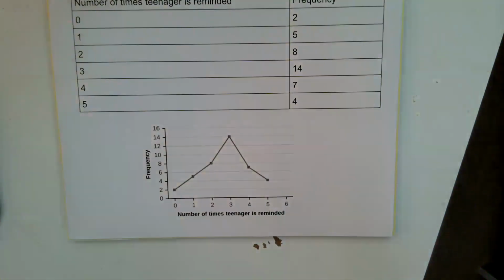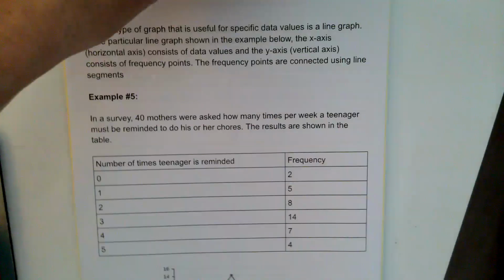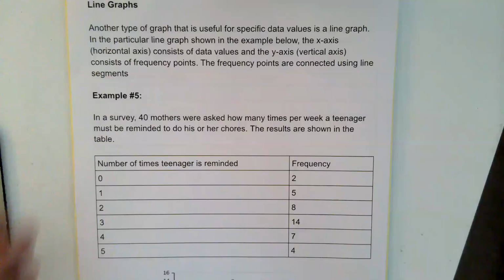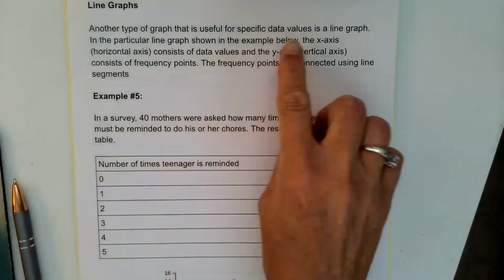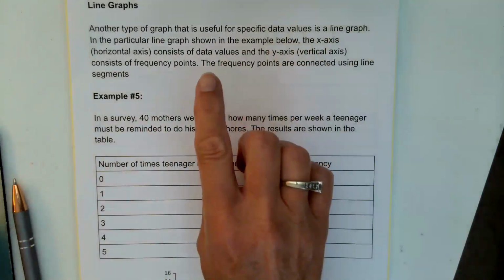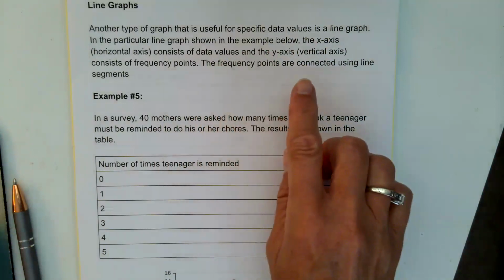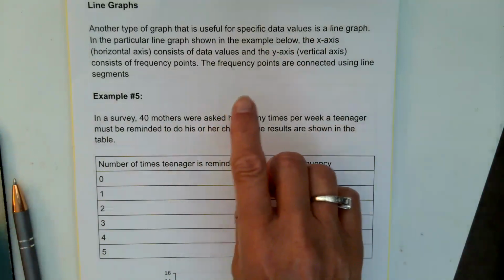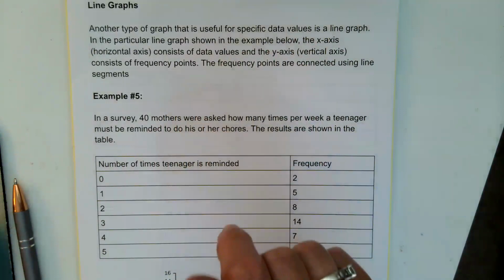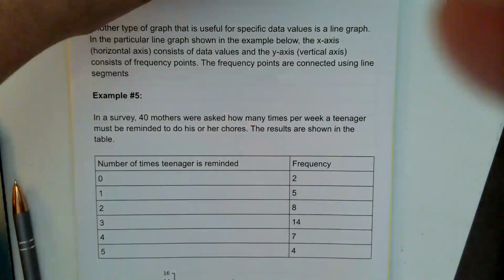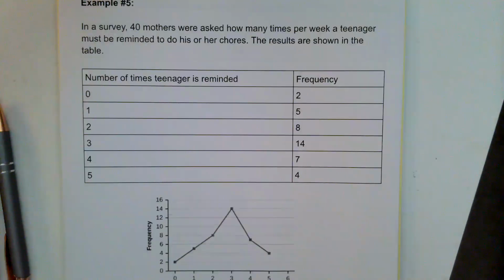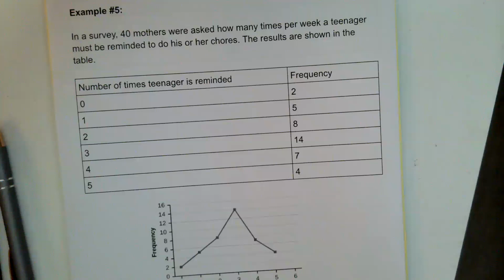A line graph is another graph that's used sometimes. It's similar to a histogram, it's just lines instead of bars. It's useful for specific data values. In a line graph, as shown in the example below, the x-axis consists of data values and the y-axis consists of frequency points. In a survey, 40 mothers were asked how many times per week a teenager must be reminded to do his or her chores. The results are shown in the table below.